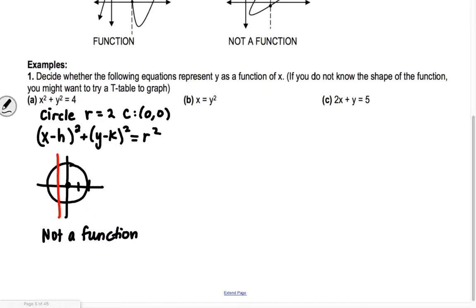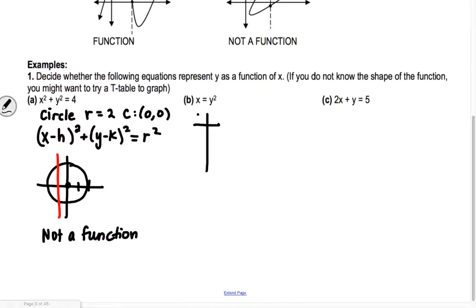Next I have x equals y squared. Anybody know what this is? It might be a little bit harder for you. You didn't do this in geometry, but you did do it in Algebra 2 last year. It's a parabola. What does the parabola look like? Sideways. It's not our normal y equals x squared. We all know what y equals x squared looks like. This is x equals y squared.